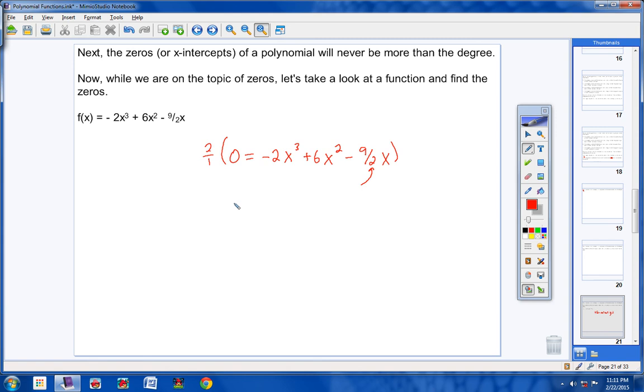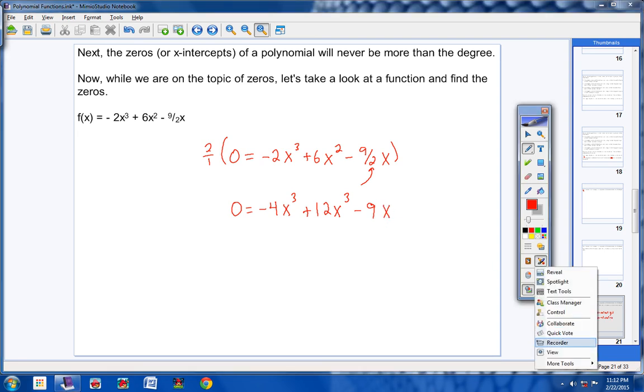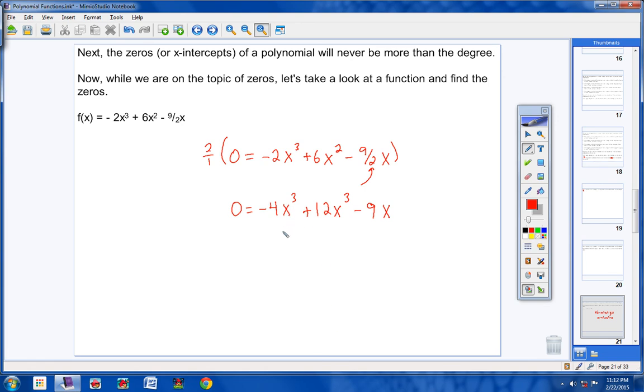So 2 times 0 is 0. 2 times negative 2 is negative 4x cubed. 2 times 6 is positive 12, x squared. And 2 times negative 9 over 2 would be negative 9x. Now, students, please pay attention. You should know by now, you always pull out what's common first. This should be a 2, shouldn't it? So pull out what's common.